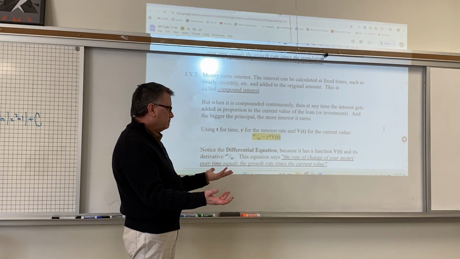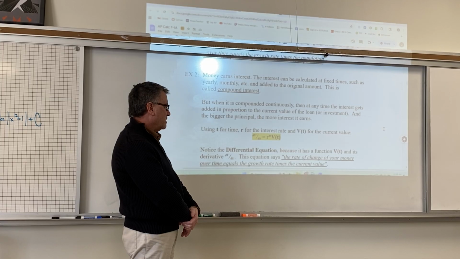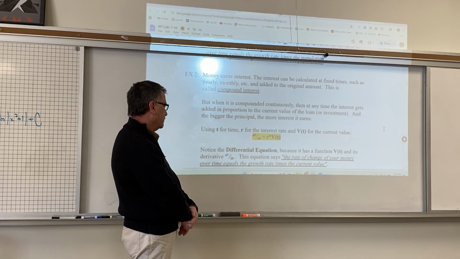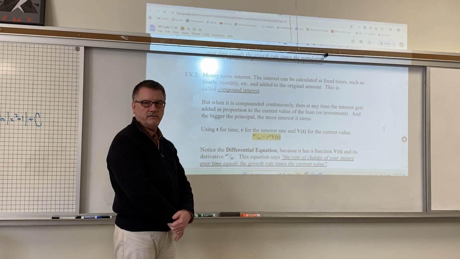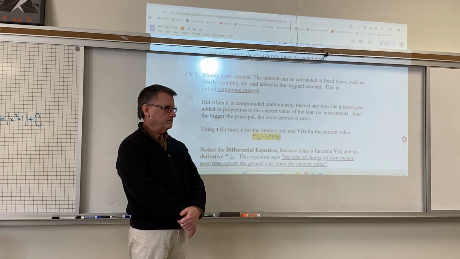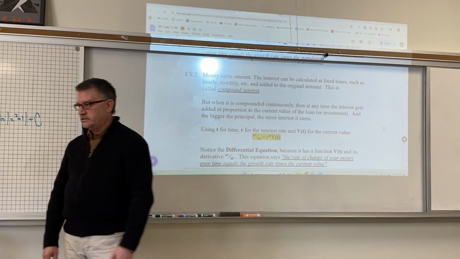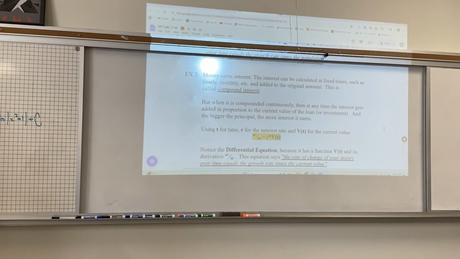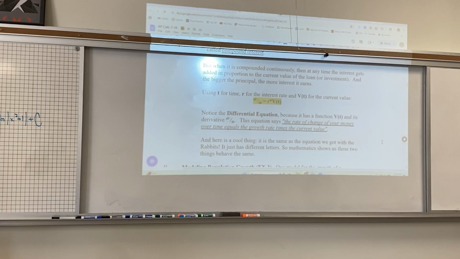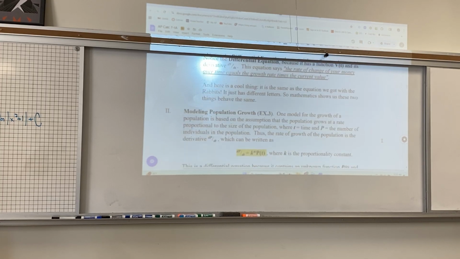And one way to define or to explain this equation is the rate of change of your money over time equals the growth rate times the current value of that money that's sitting there. Okay, kind of seems like the rabbit one. Nothing to do there. Just want to show you a differential equation. So, pretty much like the rabbits.